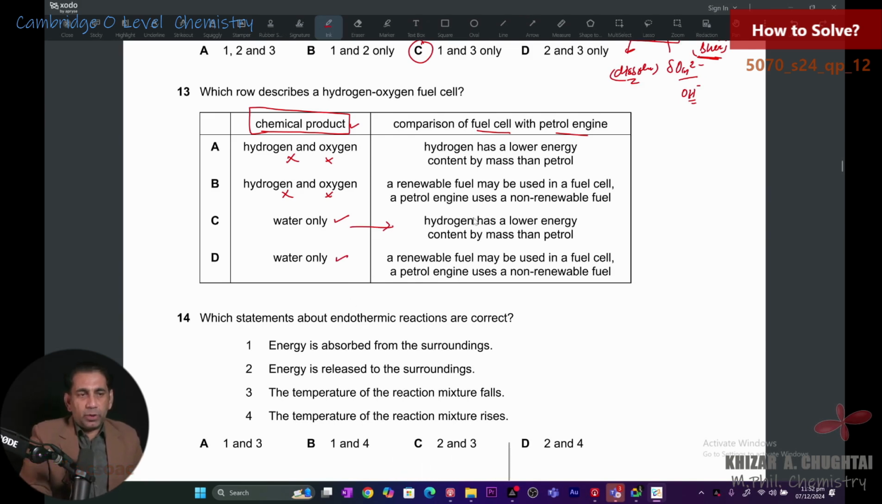In case of C, the next column says hydrogen has lower energy content by mass than petrol. No, hydrogen has high energy content by mass, but yes, it has low energy content by volume. But with respect to mass, it has high energy content. So it's wrong. The last one will be the correct option. A renewable fuel may be used. Hydrogen is supposed to be a renewable source. One of the different sources of hydrogen is said to be a renewable source. So D is the correct option.